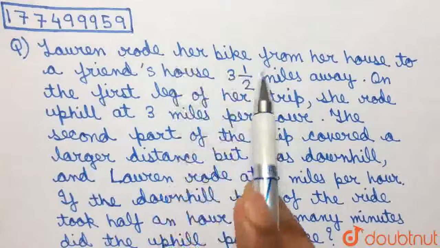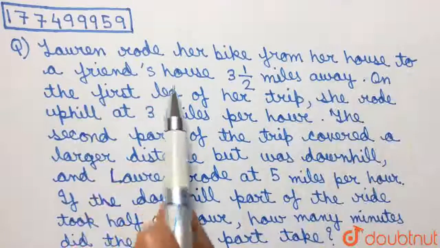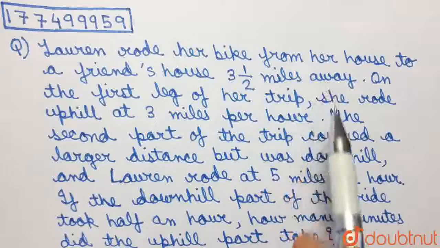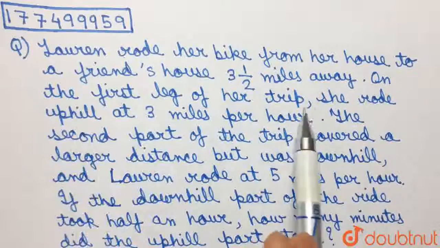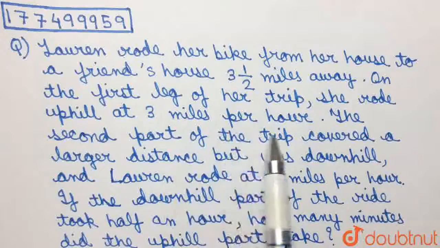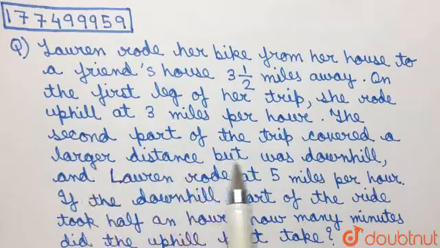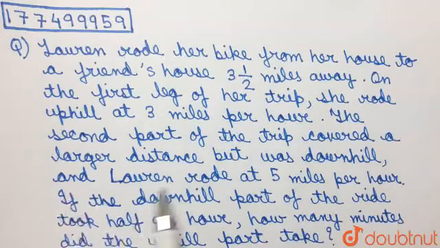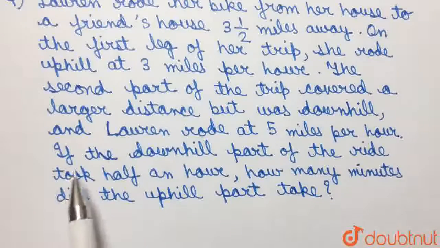Lauren rode her bike from her house to a friend's house 3.5 miles away. On the first leg of her trip, she rode uphill at 3 miles per hour. The second part of the trip covered a larger distance but was downhill, and Lauren rode at 5 miles per hour. If the downhill part of the ride took half an hour, how many minutes did the uphill part take?